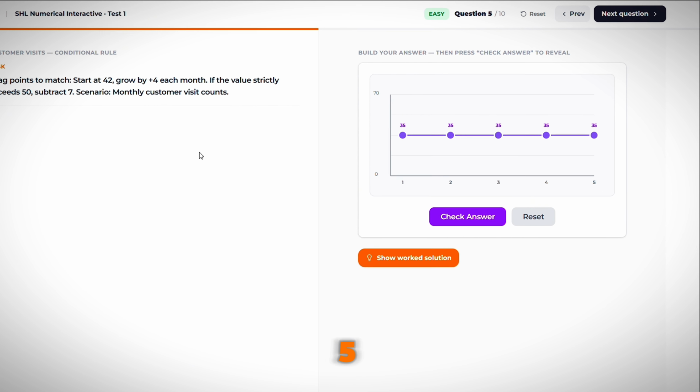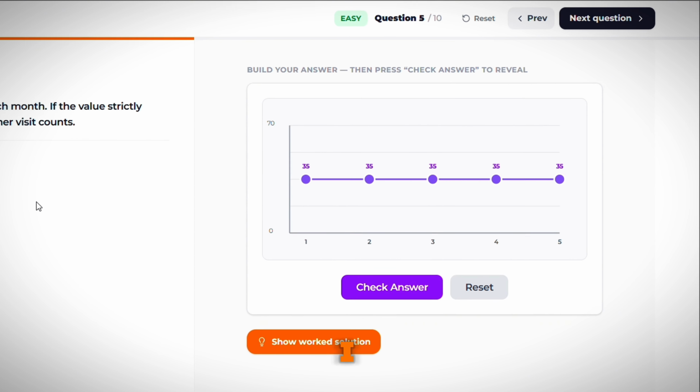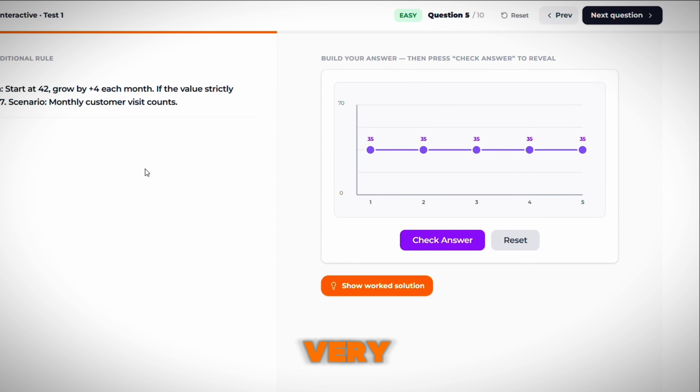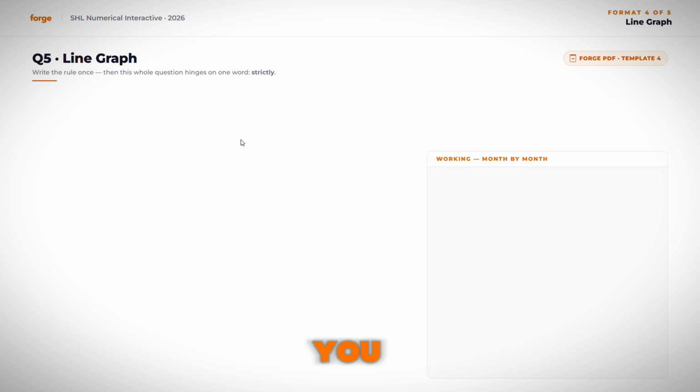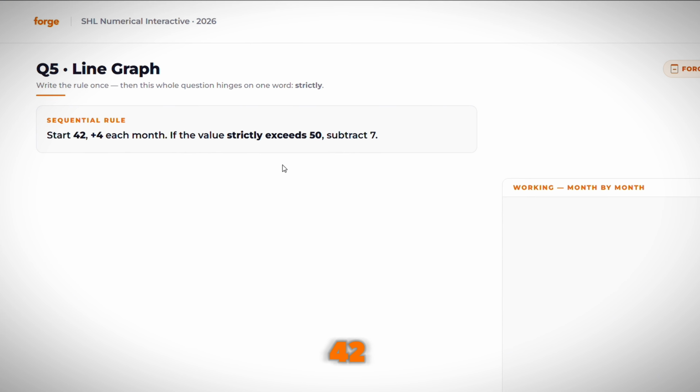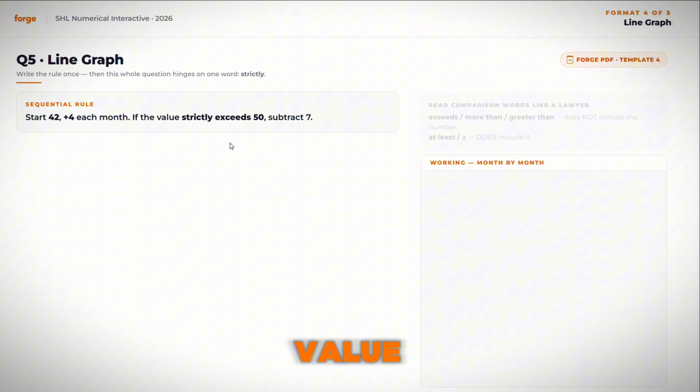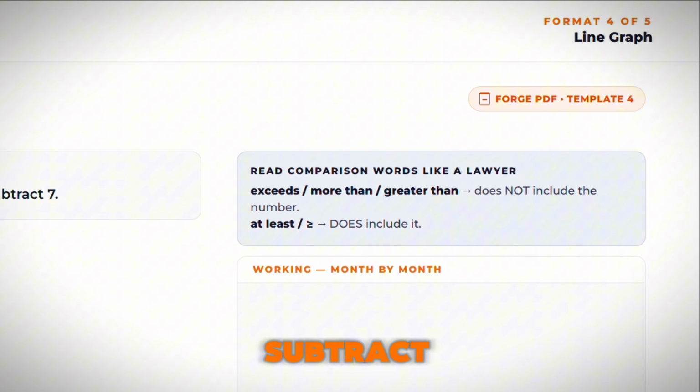Now for question 5, it's a line graph question. I love this question type. I think it's very symbolic of the SHL tests. This is a new format, line graphs. In template 4, you can see the formula box first. It's 1 row per point. It's a sequential rule. Start at 42 and add 4 each month. And if the value strictly exceeds 50, subtract 7.